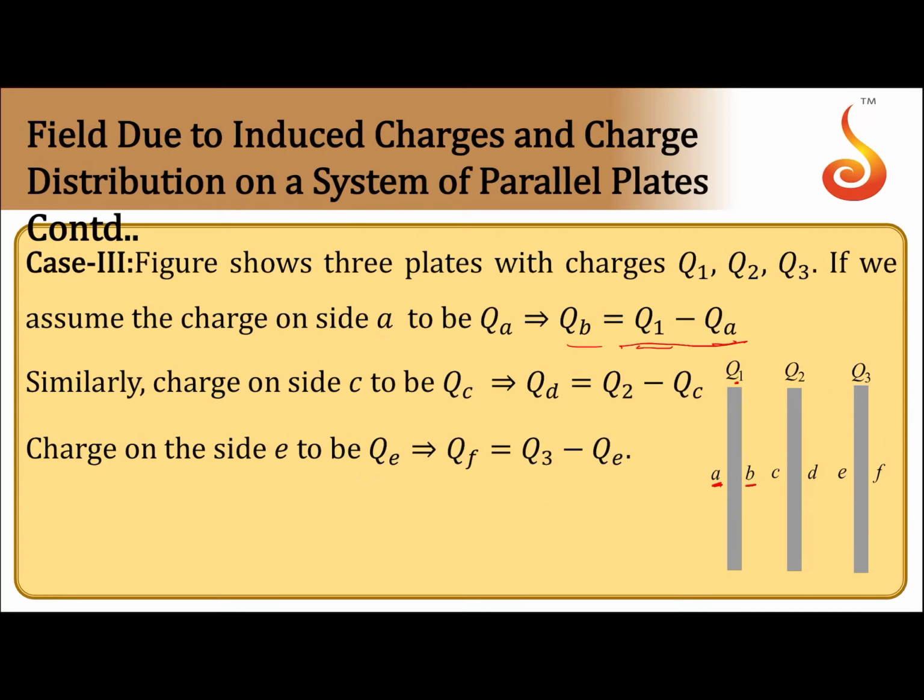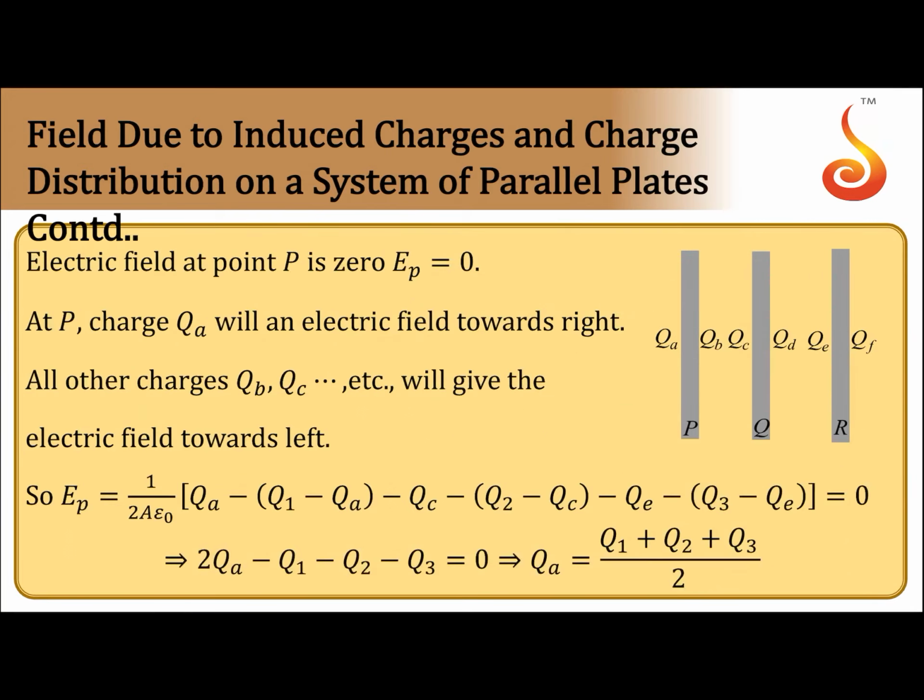Then similarly, the charge on this surface D, qd, is equal to q2 minus qc. The charge on the surface F is q3 minus qe. So this is how the charge distribution takes place. Then the electric field at point P is 0.